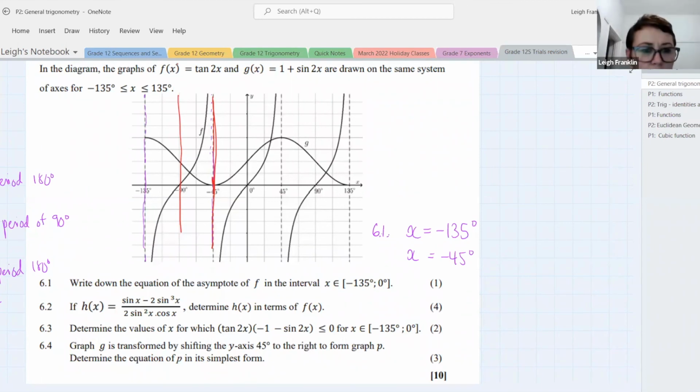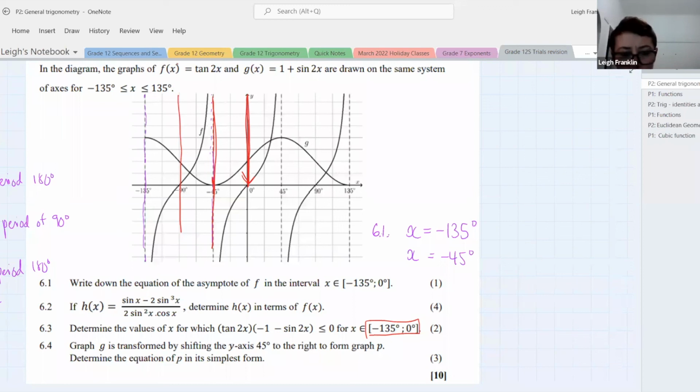Here, between minus 45 and 0, the one is above, the other one is below. Then at 0 degrees, can you see that they are both above again? But they've told us only between minus 135 and 0. So this is going to be between minus 90 and minus 45, or at 0. Does that make sense to everybody?